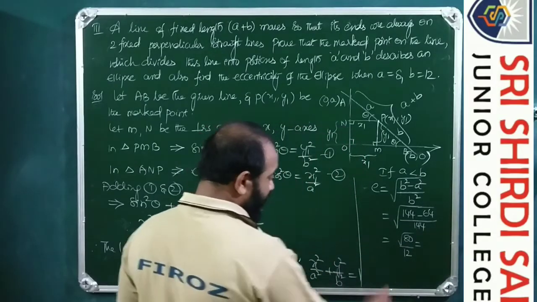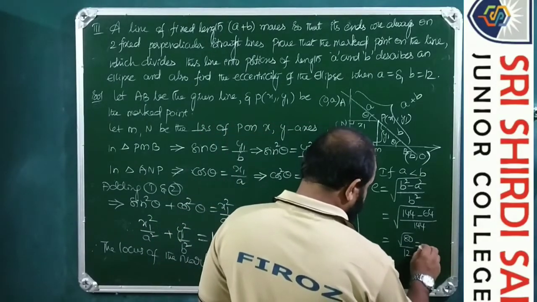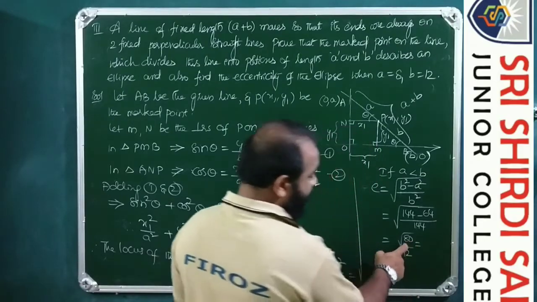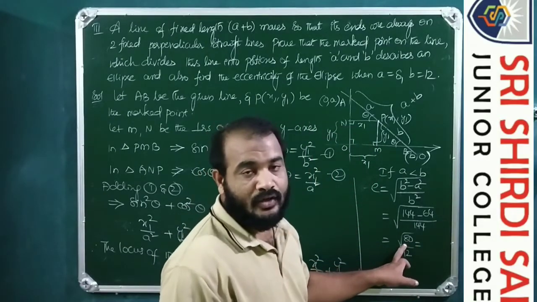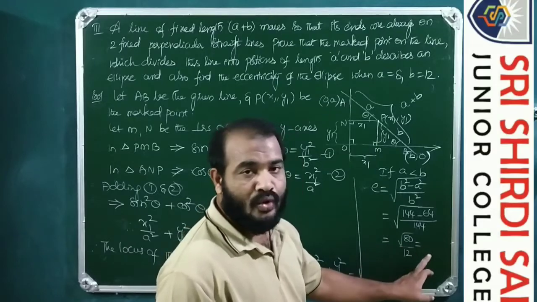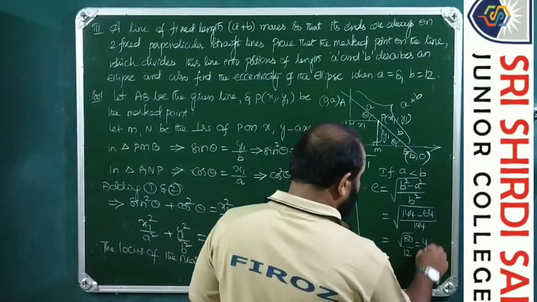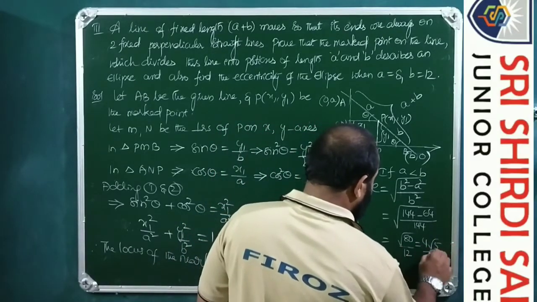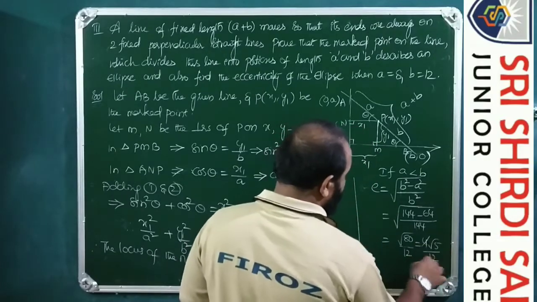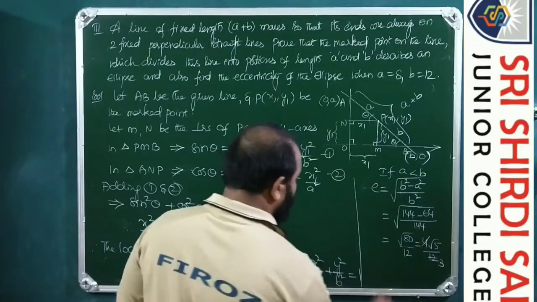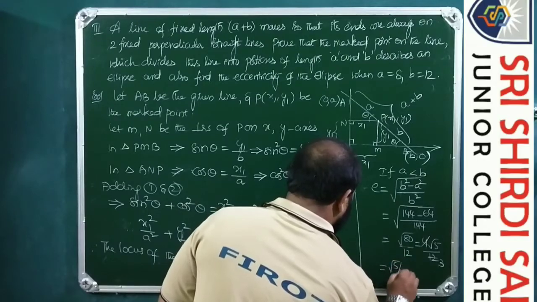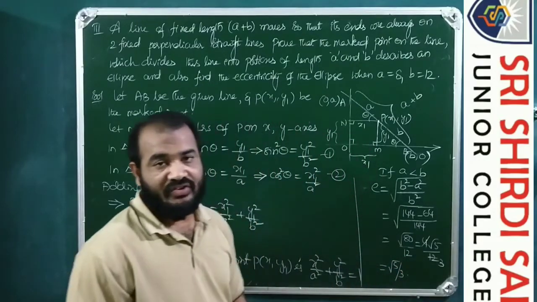So this can be written as 16 fives, 16 fives root 80. So root 16 into root 5. Root 16 is 4, so 4 root 5 by 12. So 4 threes are 12. So root 5 by 3 is the eccentricity.